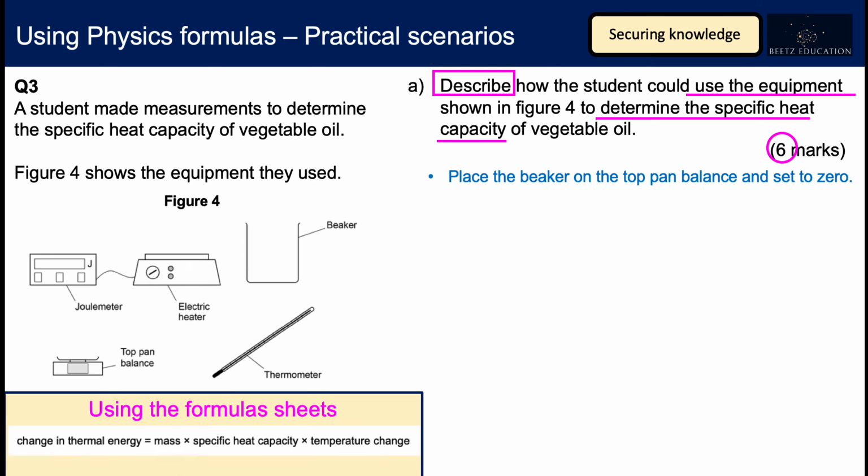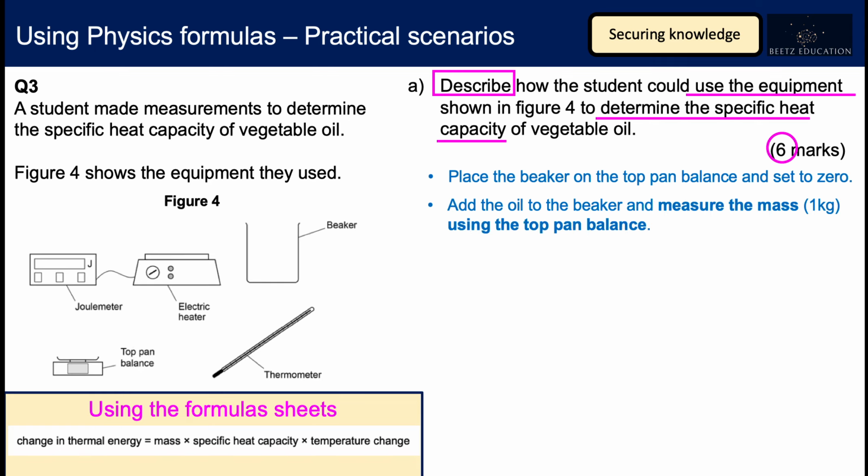So I'm going to place the beaker on the top pan balance, which is scales, and set it to 0. And then I'm going to add my oil to the beaker and measure the mass using the top pan balance. And ideally I'd have a mass of 1 kilogram because that relates to the definition of specific heat capacity. Tick. I've ticked off which quantity in the equation I've already talked about measuring and what equipment I would use.